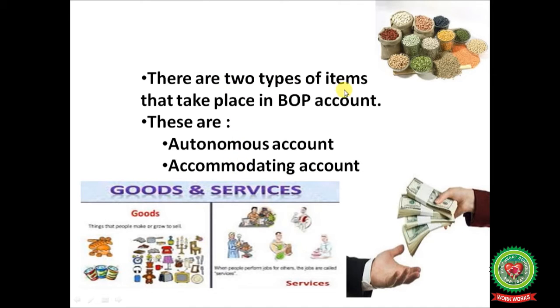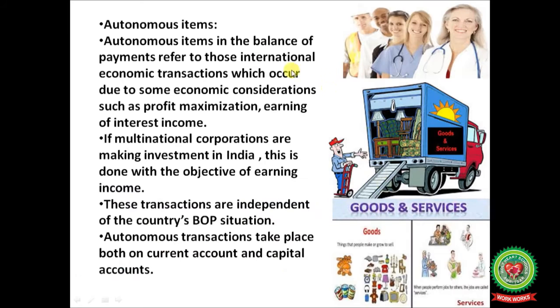There are two types of items that take place in balance of payment account. These are autonomous account and accommodating account. Under the autonomous accounts, we take the goods, and under the accommodating account, we take borrowings either from the World Bank or IMF or from any other sources.